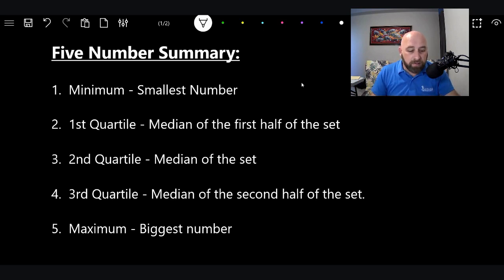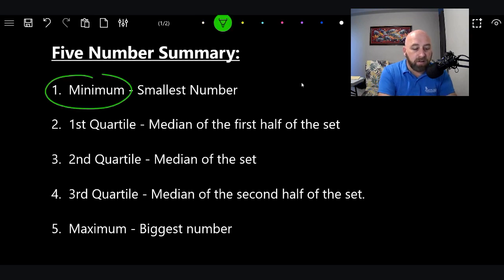compact numbers. The first number that we're going to be using is what's called the minimum number. That is the smallest number. Whatever number on the list is the littlest number, that is the first one. That's the easy one. Check out number 5. Number 5 is the maximum number. That's the biggest number. So 1 and 5 are really easy. I love 1 and 5, okay?